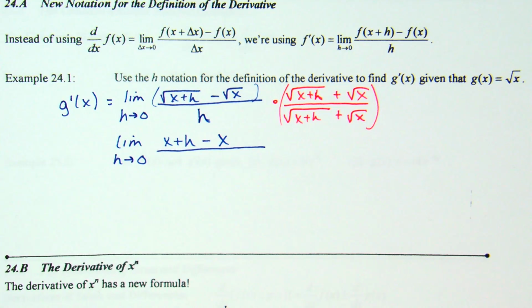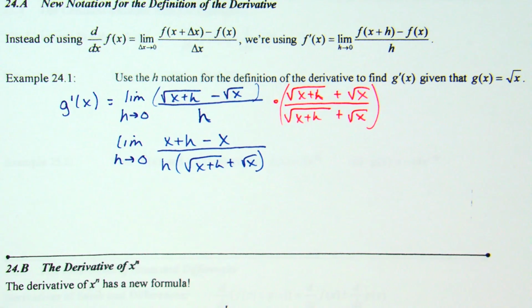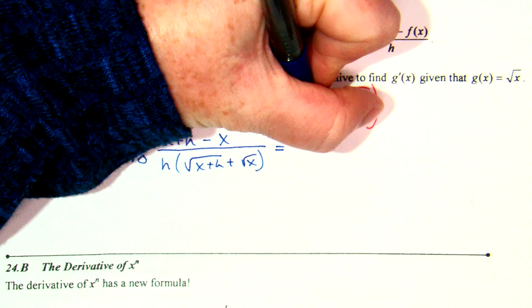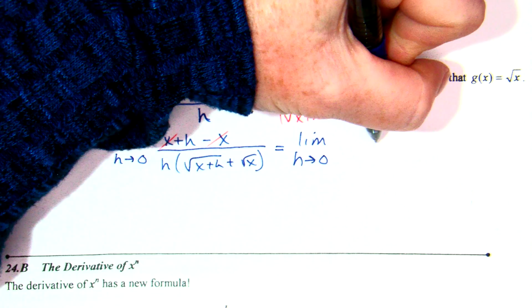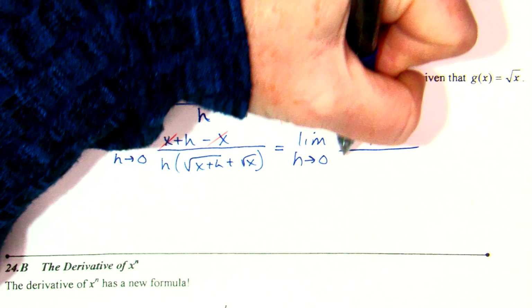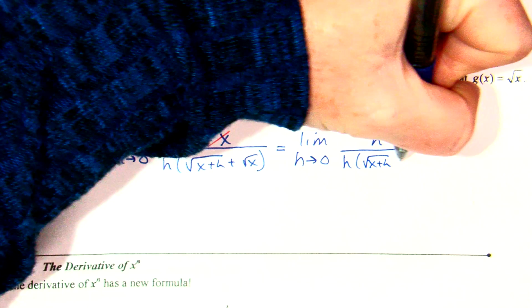Over my denominator is h times the square root of x plus h plus square root of x. You can distribute that h in front of each radical, but it's not going to make life any neater. Okay, continuing. Let's clean it up. Limit as h approaches 0 of, what happened on top? Your x's end up canceling. So officially we have an h over h times radical x plus h plus radical x.